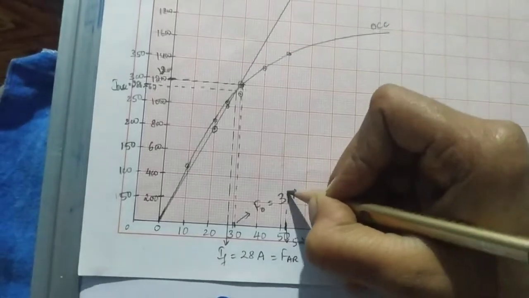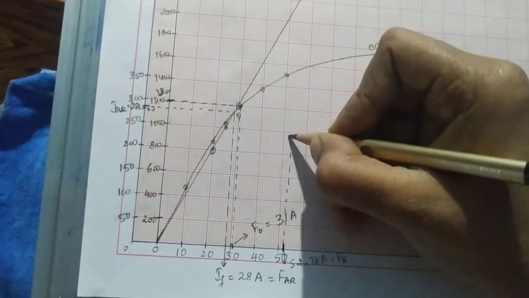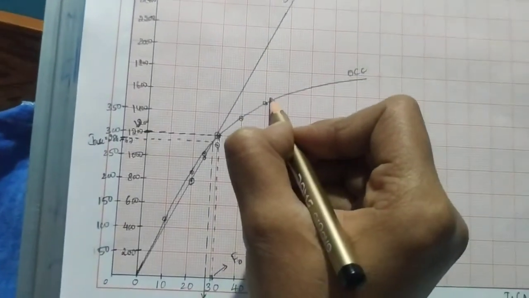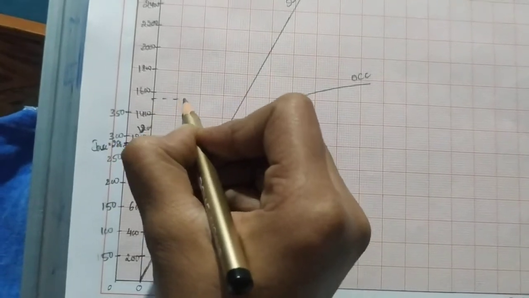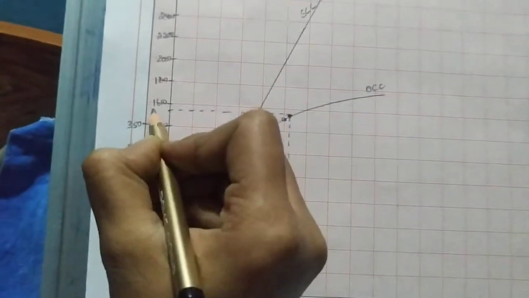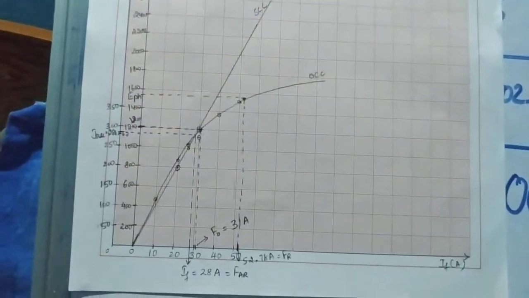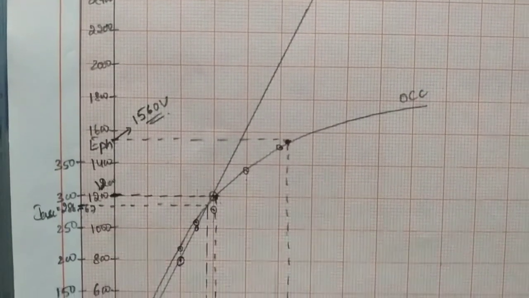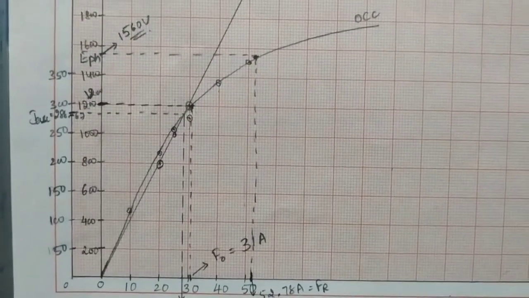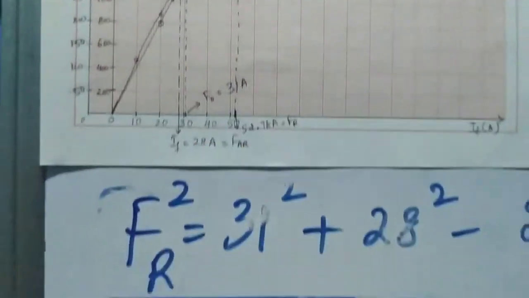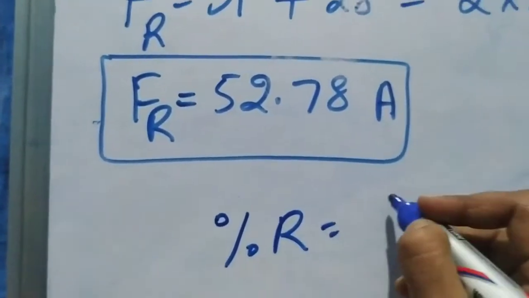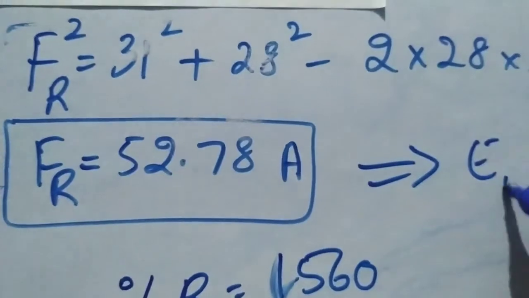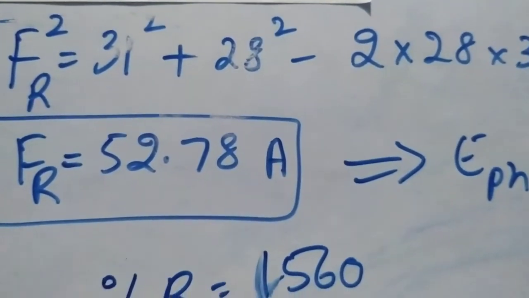That corresponding 52.78 we need to intersect with the OCC curve. Why the OCC curve? Because we have to obtain the corresponding value of the voltage. So therefore we will get the corresponding E phase value. That E phase value we need to substitute in the percentage regulation formula. We get the corresponding E phase value as 1560 volts.